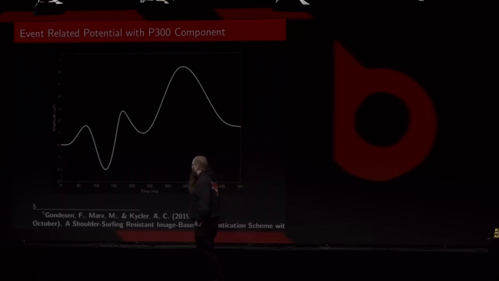This is just an example. Typically, it doesn't look that nice. We typically count the peaks. So we have three positive peaks here. We call them P1, P2, P3. And the P3, also called P300 because it's about 300 milliseconds after the stimulus, is something that we use for brain-computer interfaces.